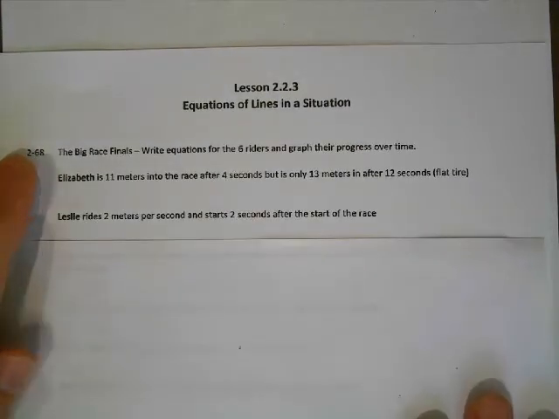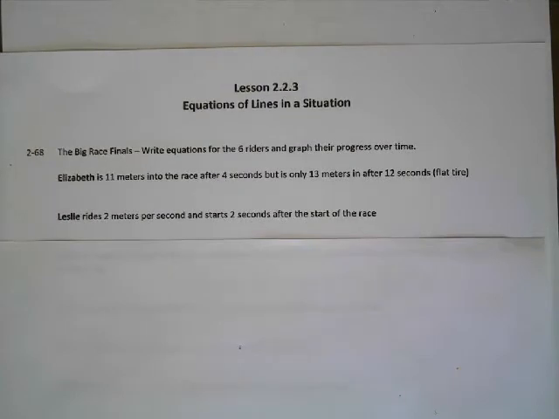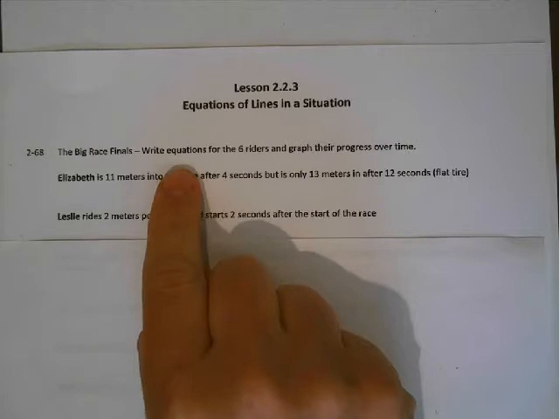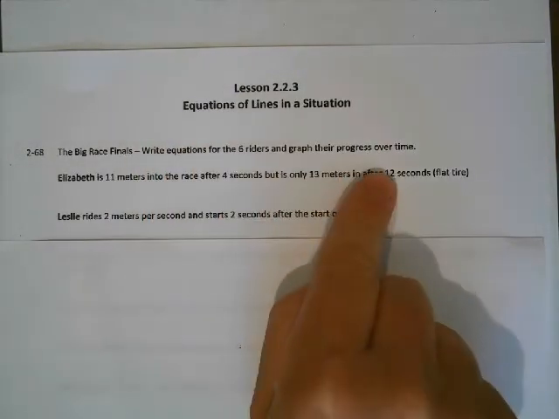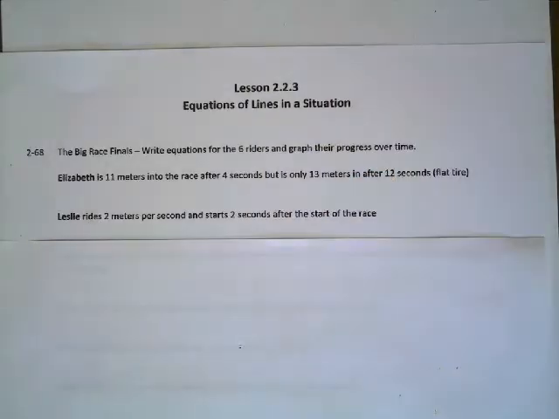So what I want to do in this one, we're going to have six riders, so that's going to be a little bit more difficult. For each rider, you want to give equations, and you want to graph their progress over time. So you're going to want to get out a piece of graph paper like we did in the last couple sections. Remember, your x-axis is going to be time in seconds, and your y-axis is going to be distance in meters. So when we pause, go ahead and get out a piece of graph paper and get that started.